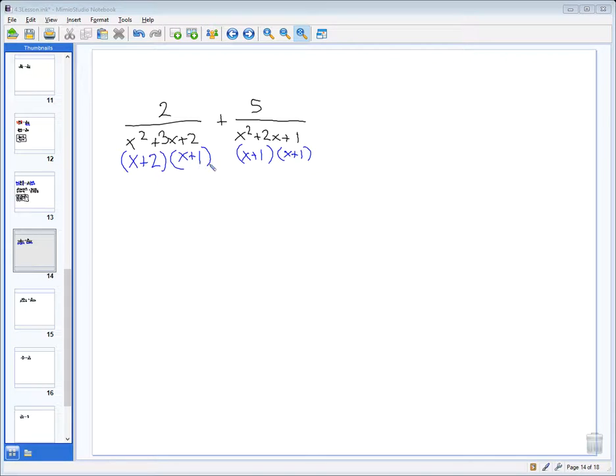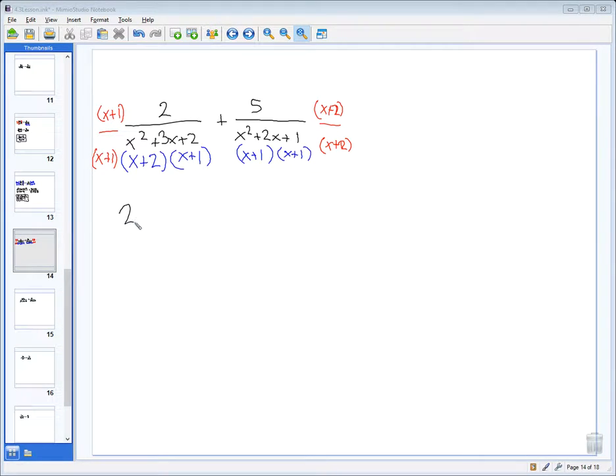So we should notice that x plus 1 is the same, but this one has another x plus 1, where this one has an x plus 2. So the fraction on the left needs another x plus 1, and the fraction on the right needs an x minus 1. Now not x minus 1, that needs x plus 2. Now the factors are all the same. They both have x plus 1s twice, and they both have x plus 2s.